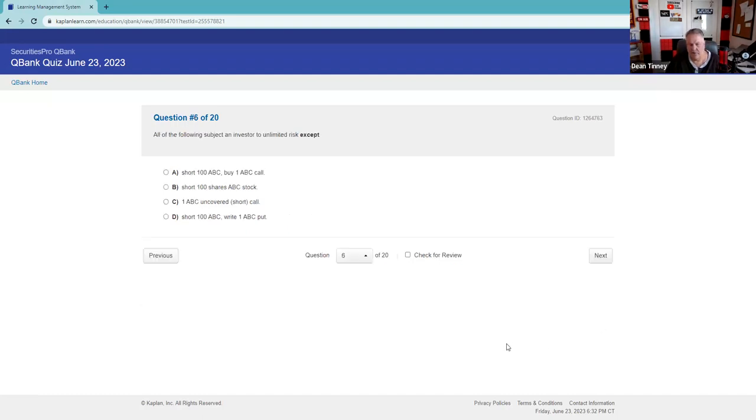All the following subject an investor to unlimited risk except. So here we have three dumb bears and one smart bear. Don't be a dumb bear. One of these is a smart bear. So I would eliminate C. That definitely has unlimited loss, right? If you're short an uncovered naked call, yeah.